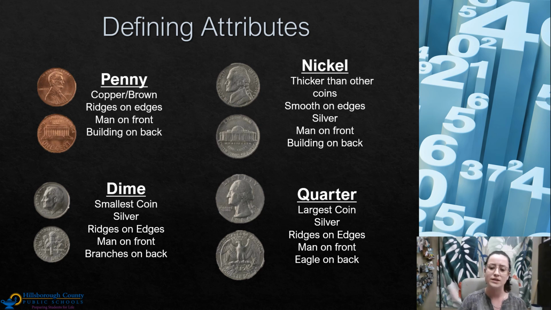It's important to note that sometimes students struggle with understanding how the size of the coin is not related to the value. For example, some students may think that a dime, because it's the smallest coin, is the smallest value. However, that is not true. We want to make sure that we're making that very clear when we're helping students determine defining attributes.